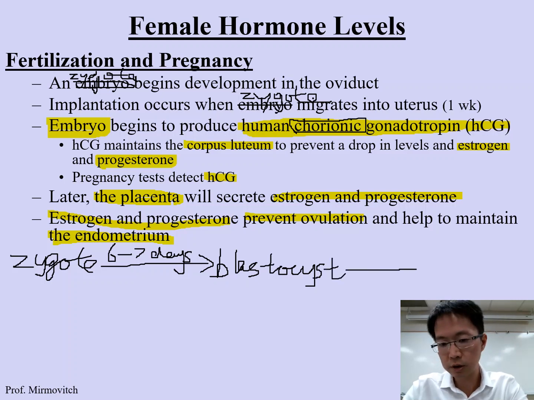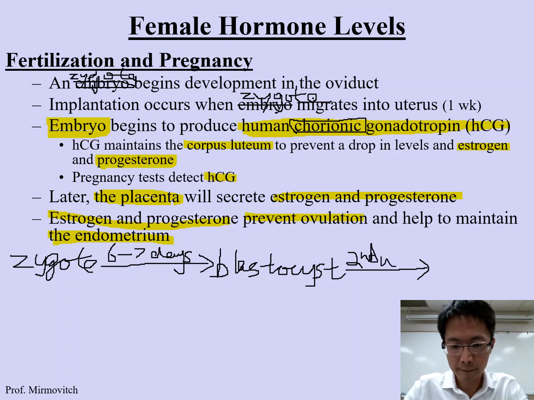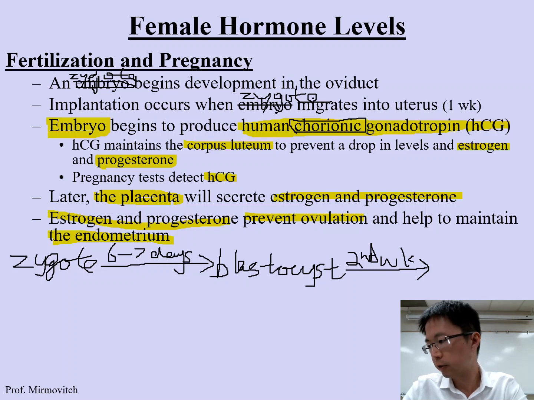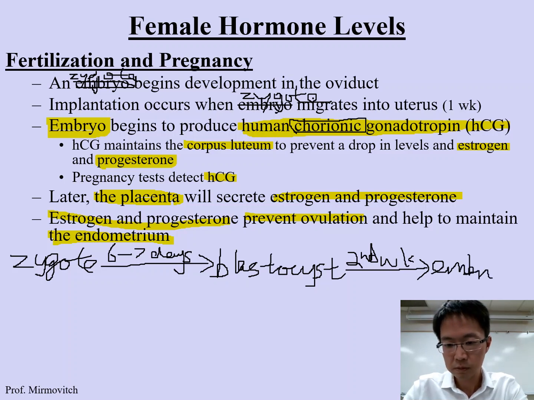And then blastocyst after another 6 to 7 days. That means at the end of the second week of fertilization, then we call it embryo. Embryo is like when it implants to the uterus, when the blastocyst implants to the uterus.